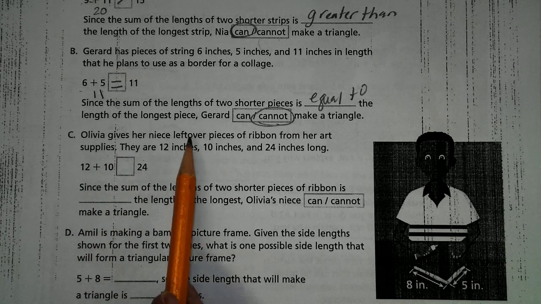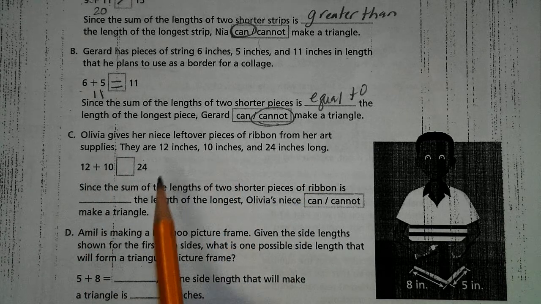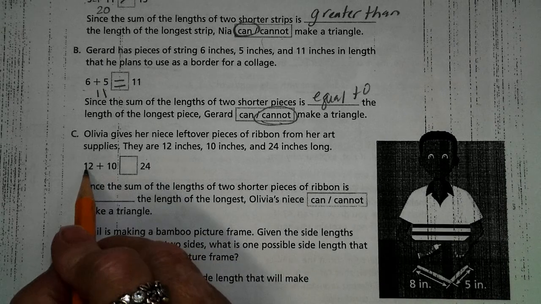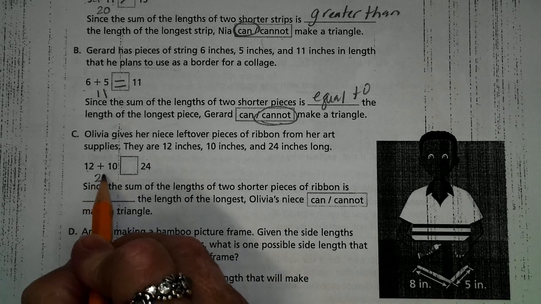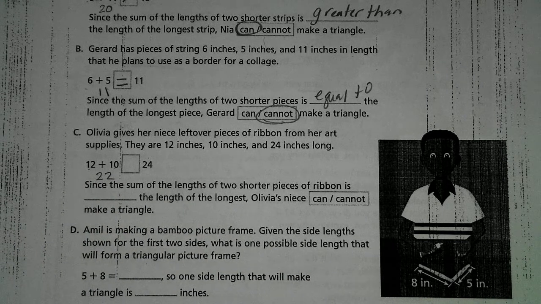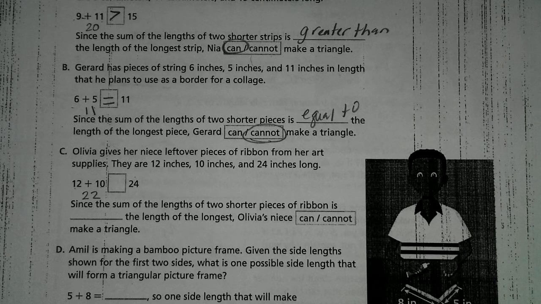All right. Olivia gives her niece leftover pieces of ribbon for art. They are 12, 10, and 24. So 12 and 10 is 22. So is that less than, equal to, or greater than?